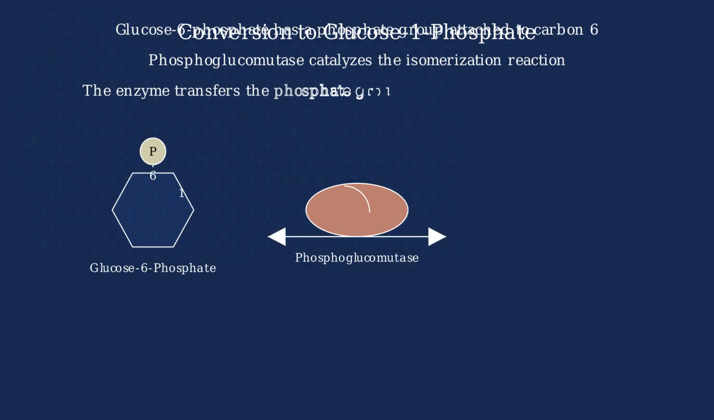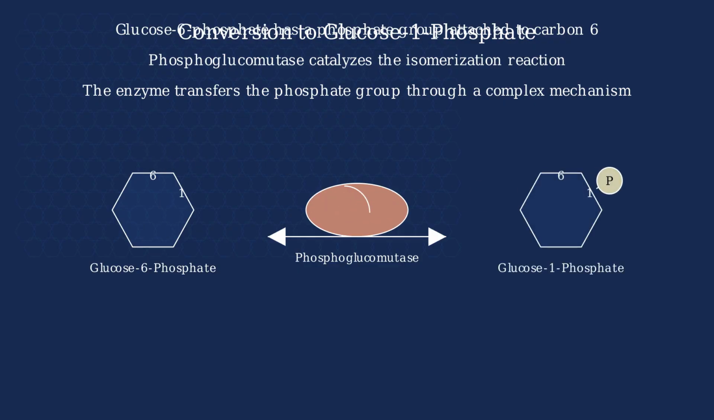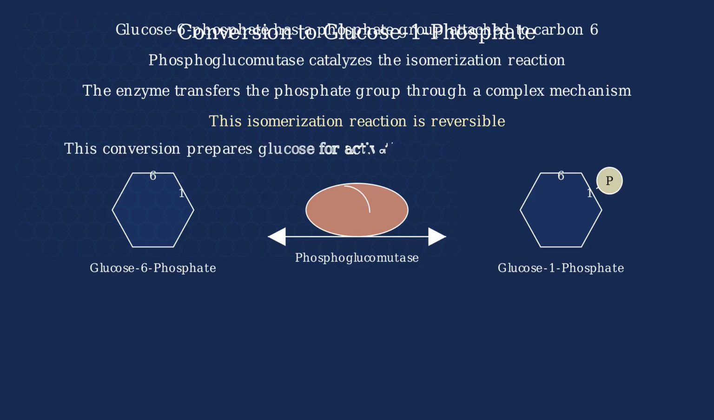The mechanism involves a phosphorylated enzyme intermediate, where the phosphate group is temporarily transferred to the enzyme and then to carbon 1. It's important to note that this isomerization is reversible, allowing the cell to regulate the direction based on metabolic needs. The repositioning of the phosphate group from carbon 6 to carbon 1 prepares glucose for activation with UDP in the next step of glycogenesis.